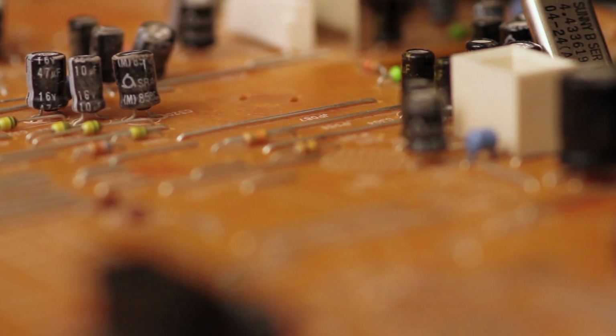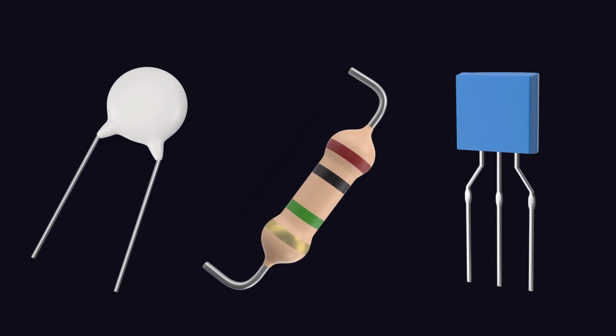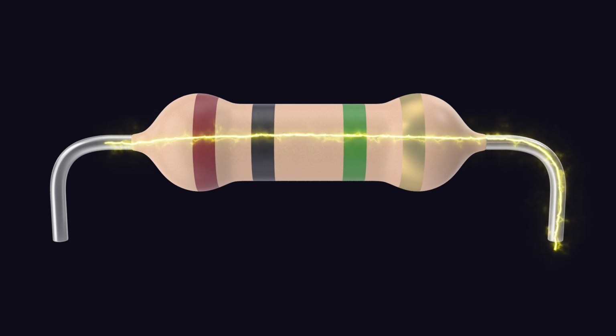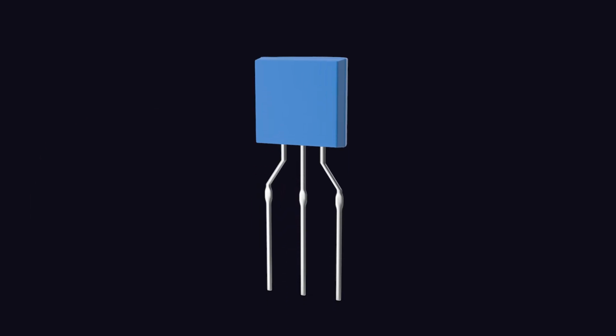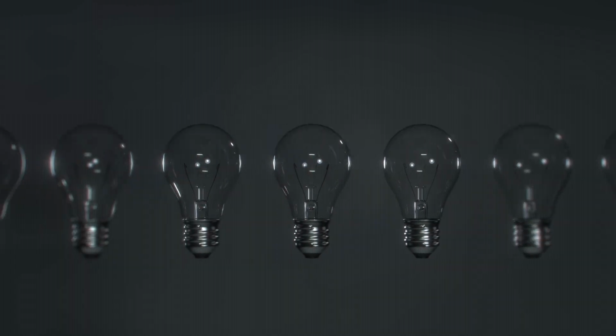There are many electronic components, such as capacitors, resistors, transistors. Capacitors hold the charge, resistors resist the flow of electricity through them, and transistors are, well, actually I'll tell you later. These new light bulbs are great, but what if there was a way to turn them off?